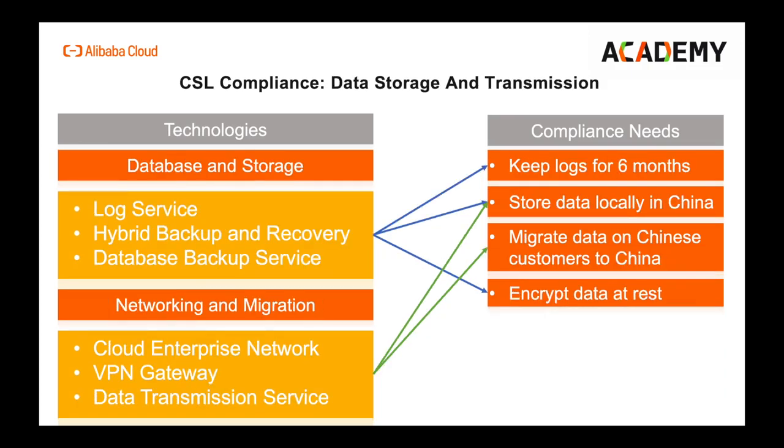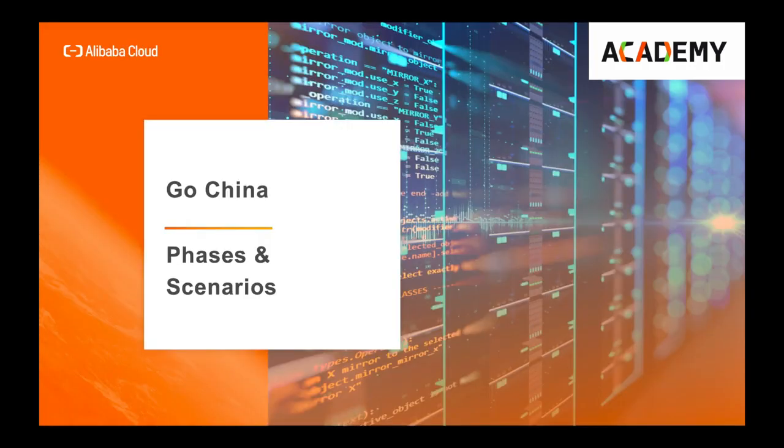For data storage and transmission, again, there's a pretty clear mapping: log service, hybrid backup and recovery, database backup service. These help with the requirements to store local data and encrypt data at rest. And the Cloud Enterprise Network, VPN Gateway, and data transmission service help again with migrating data into China if needed and keeping data on Chinese customers in China, since you can use Cloud Enterprise Network and VPN Gateway to perform migrations.